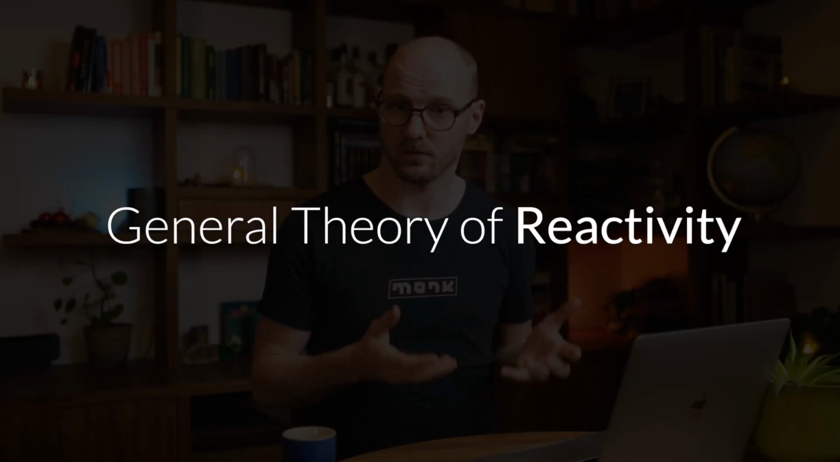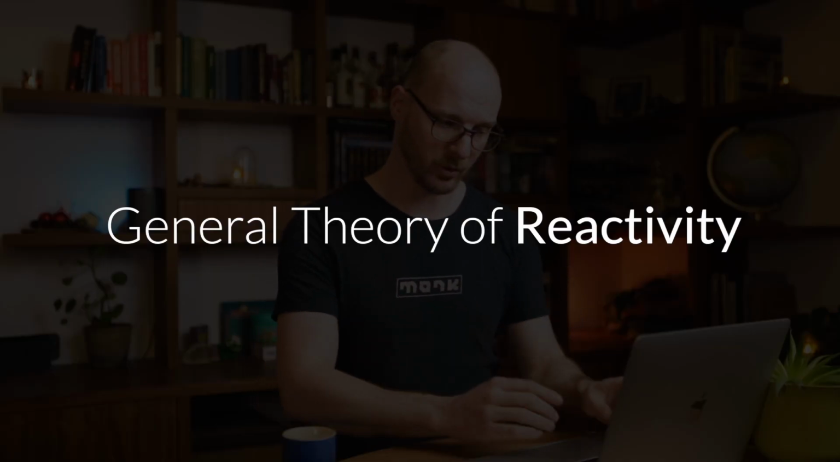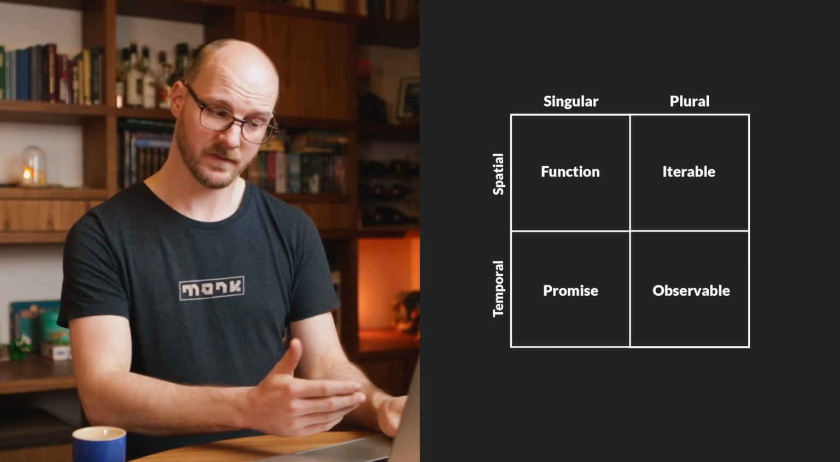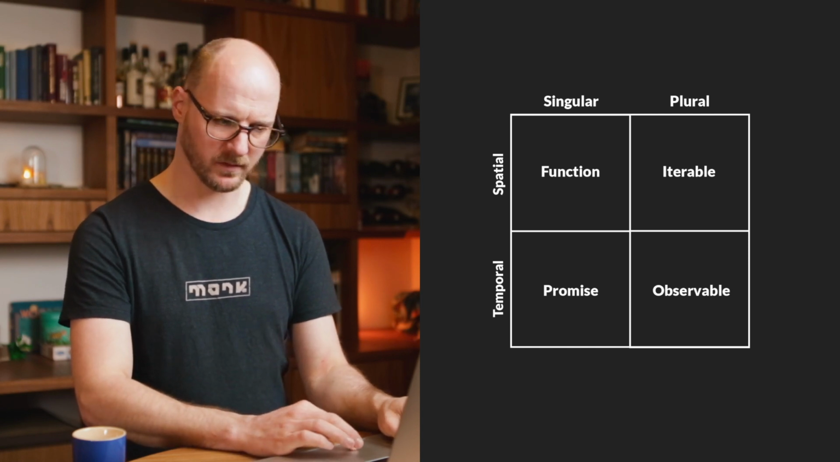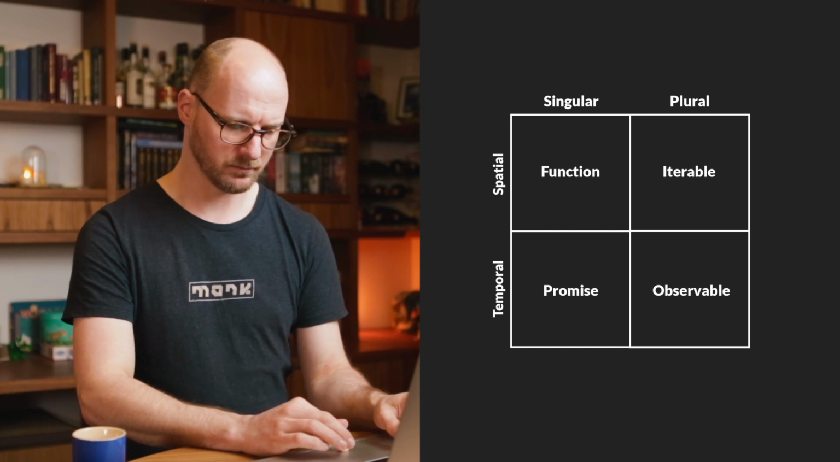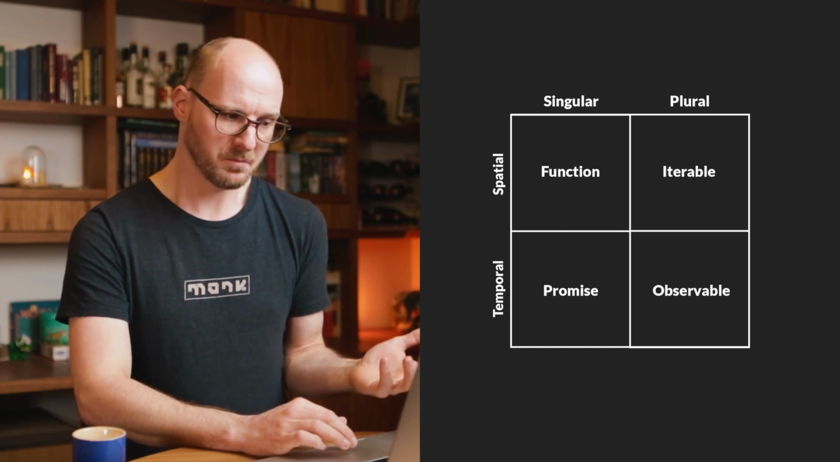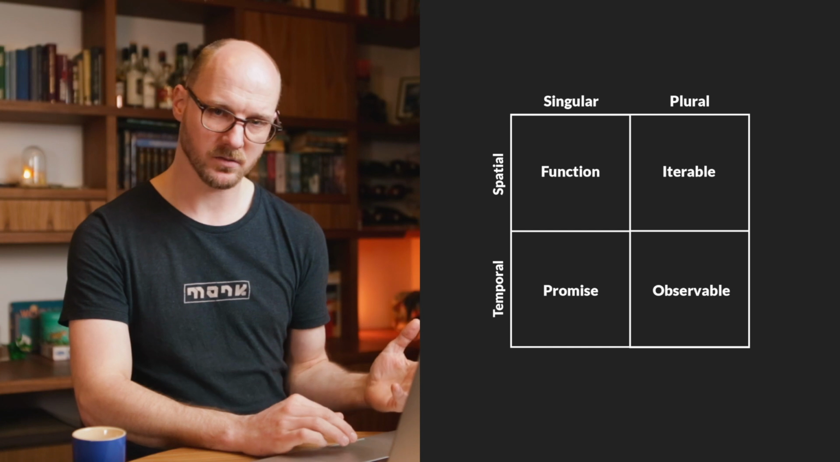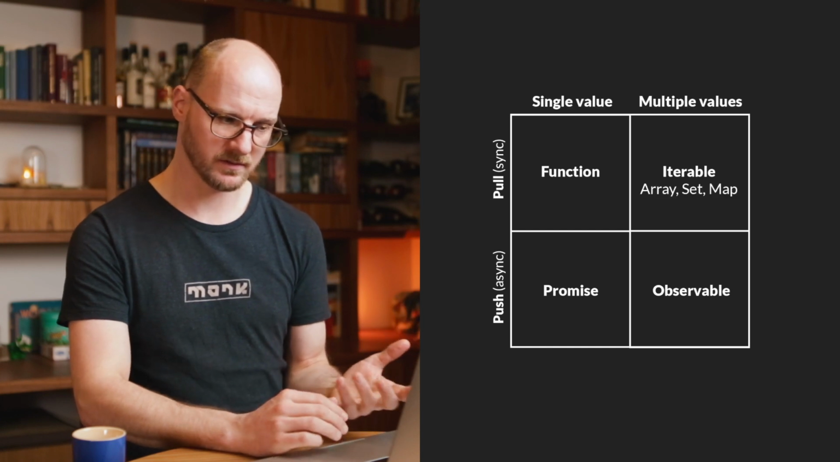In an effort to distill both synchronous and asynchronous code into a simple model, the people behind RxJS have come up with the general theory of reactivity. It's this model. It uses lots of fancy sciencey words like spatial and temporal, singular and plural versus single value and multiple values and synchronous code and asynchronous code. So I've simplified the model.